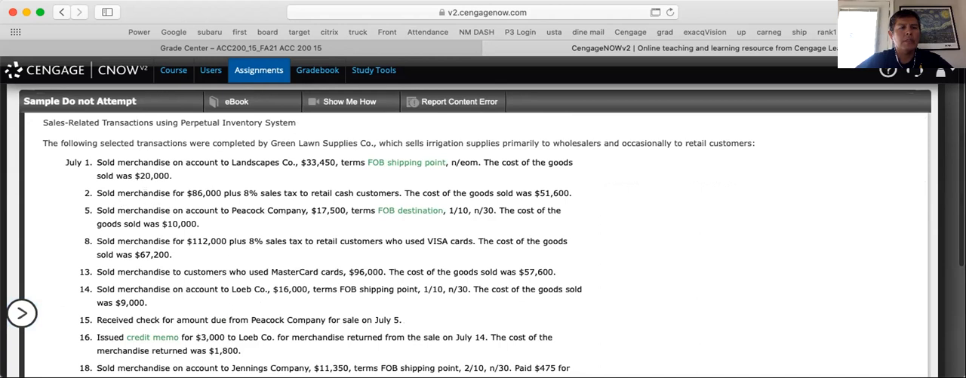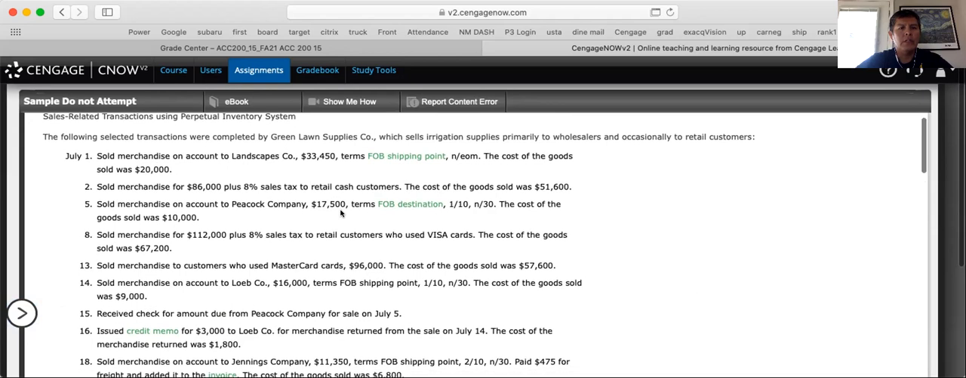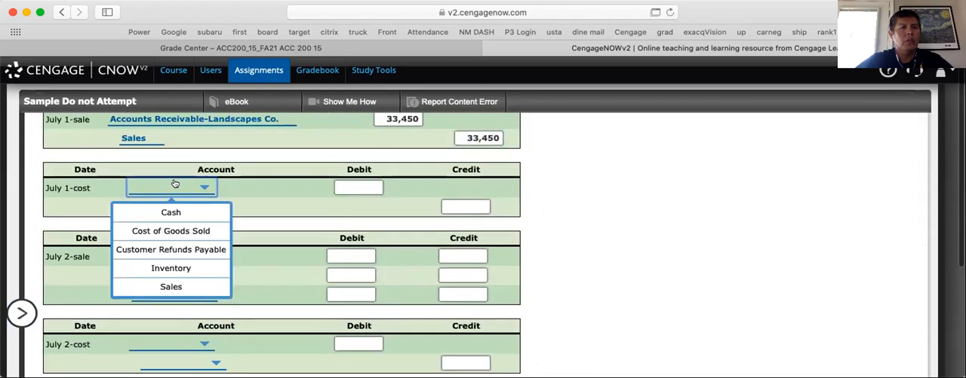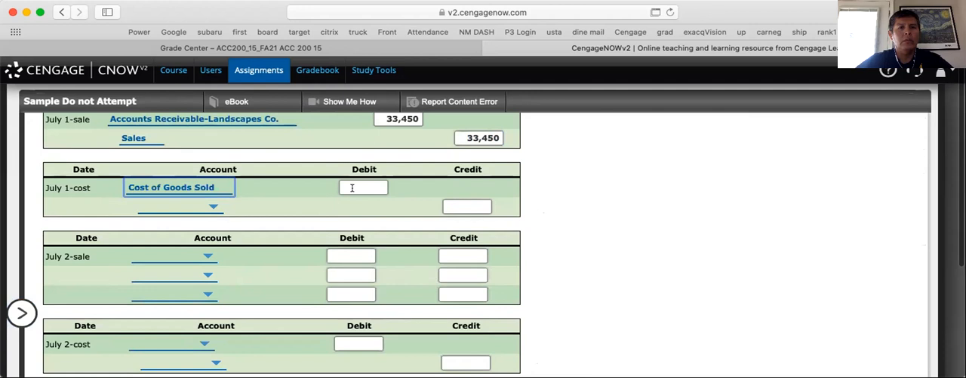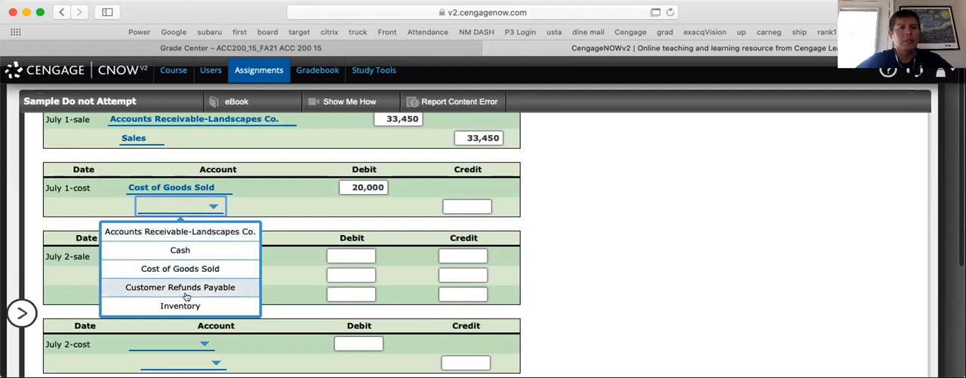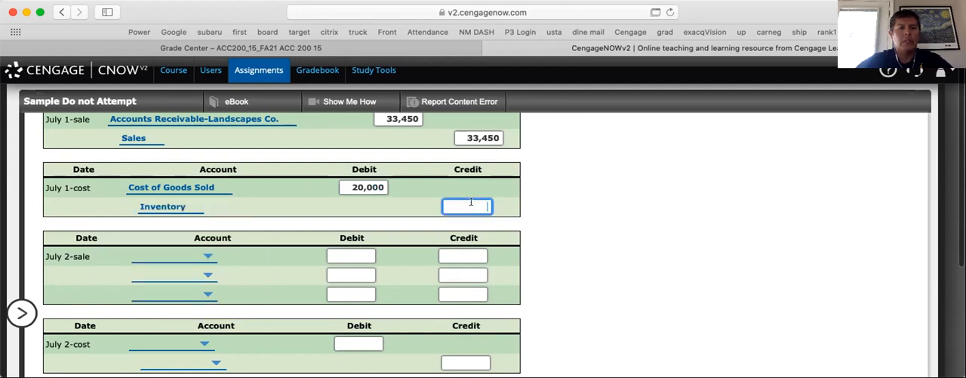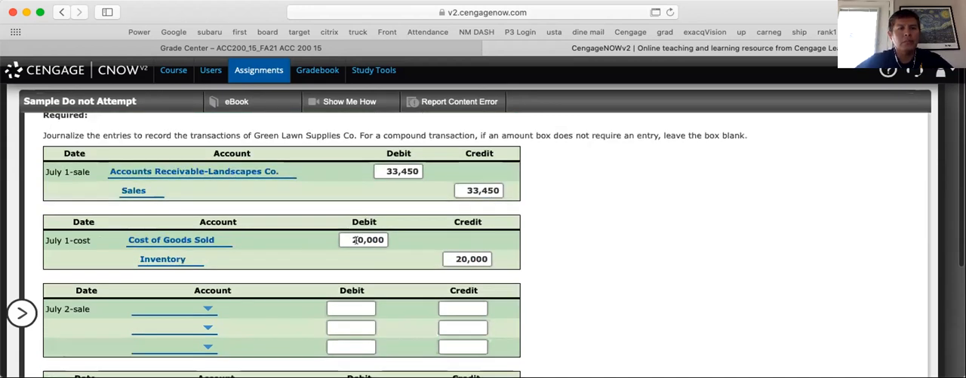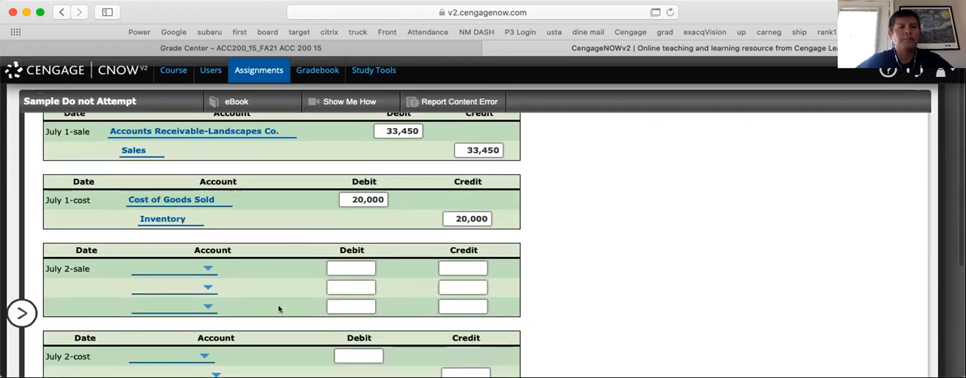Oh wait, hang on, we have the cost of goods that we need to do as well. So we're going to do cost of goods sold for 20,000. Remember, we're pulling this out of cost of goods. That's why it's a debit, and we're going to be pulling inventory. That's going to be 20,000 as well. Remember, we're doing double entry accounting here.